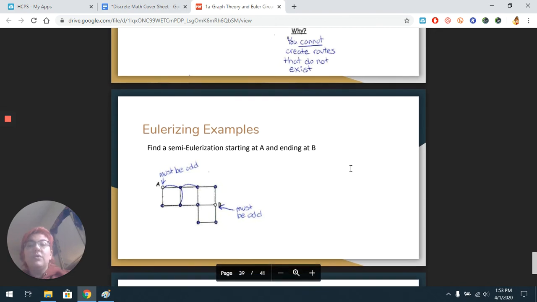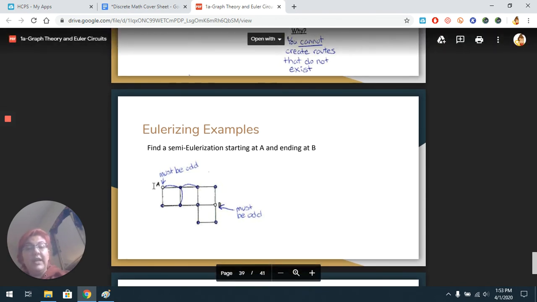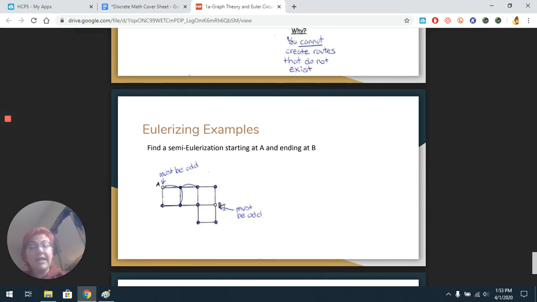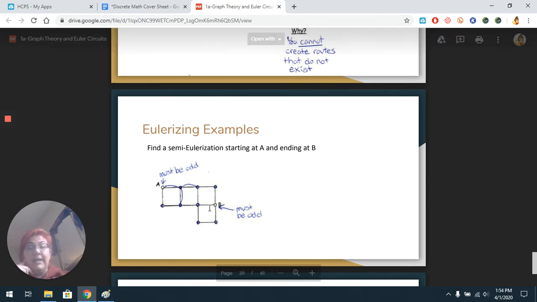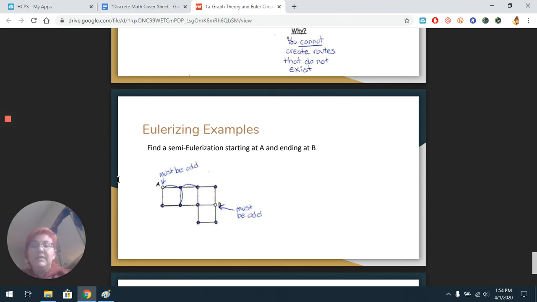All right. So to find a semi-Eulerization starting at A and ending at B, I was able to leave 2 odd vertices, A and B. So to make A odd when it was even, I duplicated an edge over. And then I duplicated there to make this one even, and here to make this one even. These were already even. So now I'm able to travel this as a semi-Euler path.